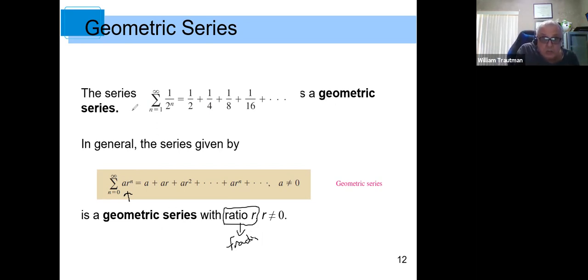In this case right here, if you look, this is the same as 1 over 2 to the n power, since we have a 1 there, to the n power. You see, so r in this case is a fraction less than 1. It's a fraction less than 1. And that has some meaning as soon as I hit the next slide.